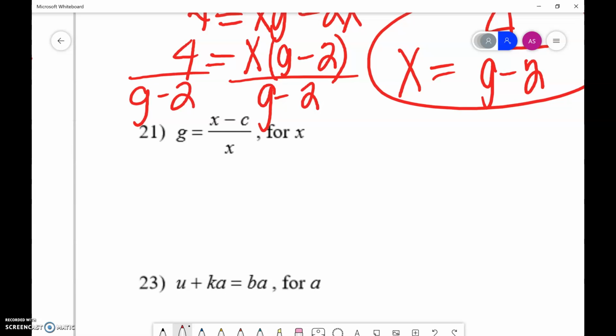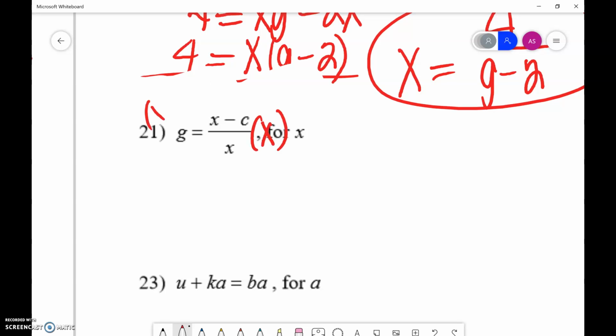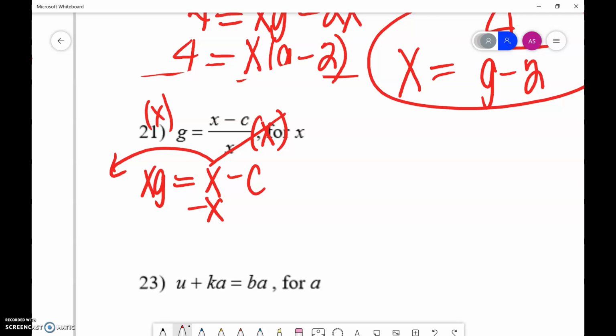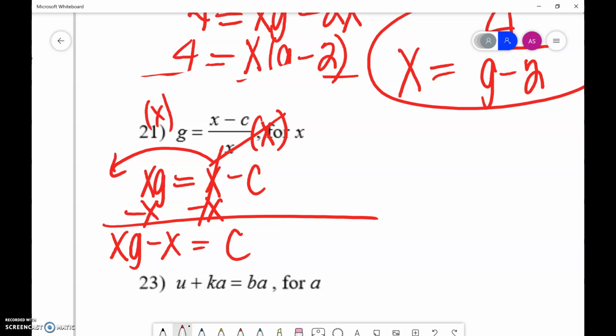So, to get rid of this fraction, I'm going to multiply both sides by x. So I'm going to be left with xg equals x minus c, because those cancel out. I still want my x's on one side, so I'm going to move this one over here by subtracting. That cancels out, so I'm left with xg minus x equals c.